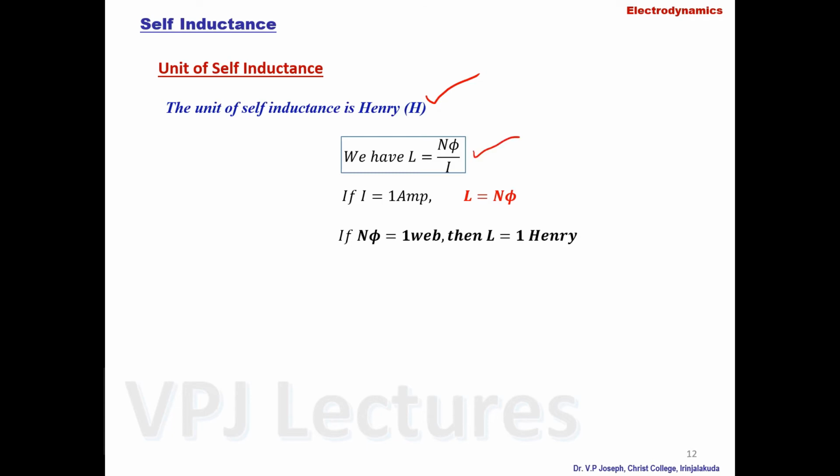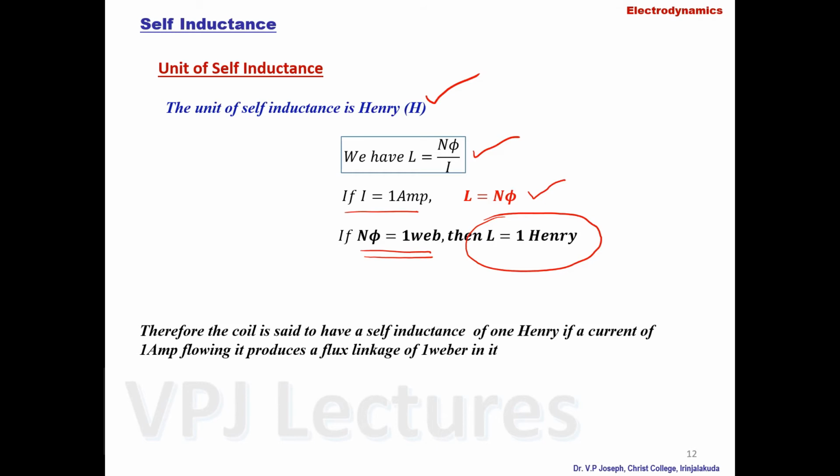And in the earlier slide we observed that when I is equal to 1 ampere, L is equal to N phi. And again we are letting the value of N phi as 1 Weber. That is, if the value of N phi is equal to 1 Weber, then L is equal to 1 Henry.